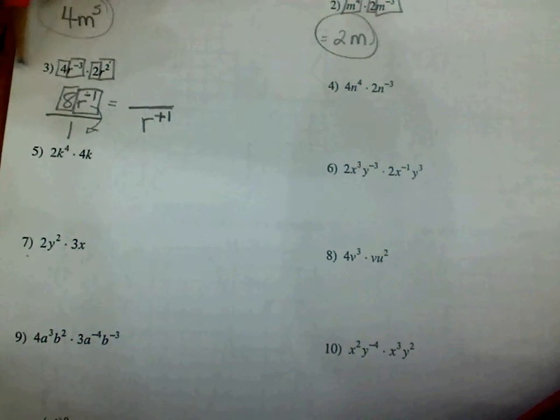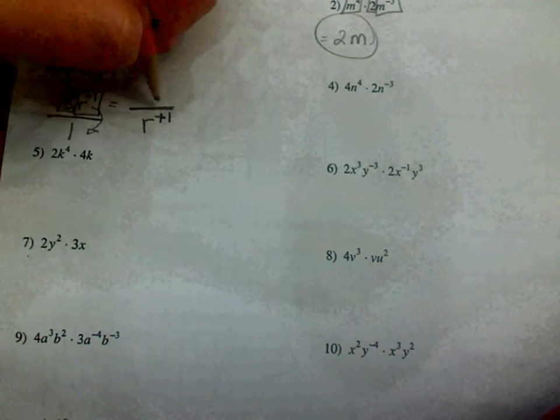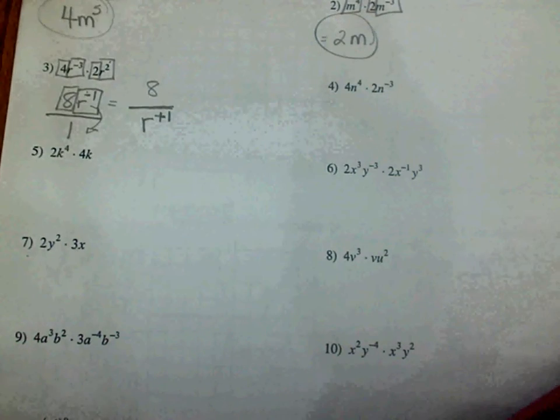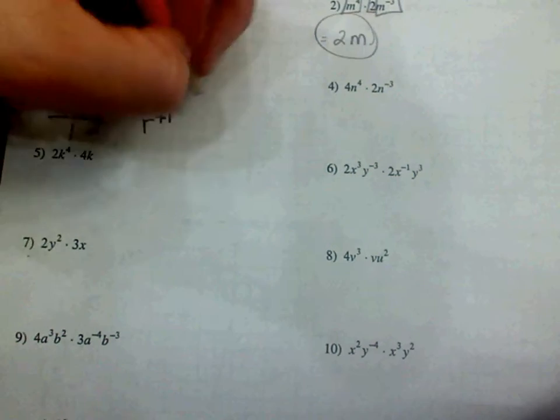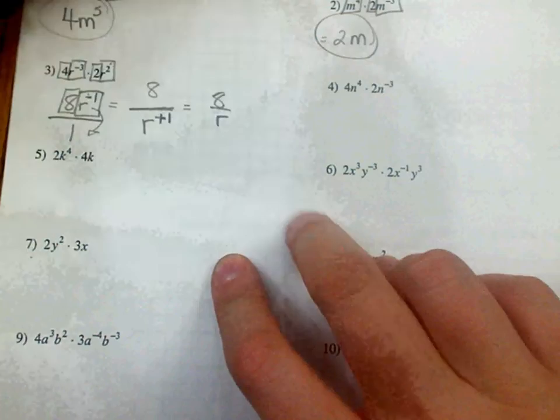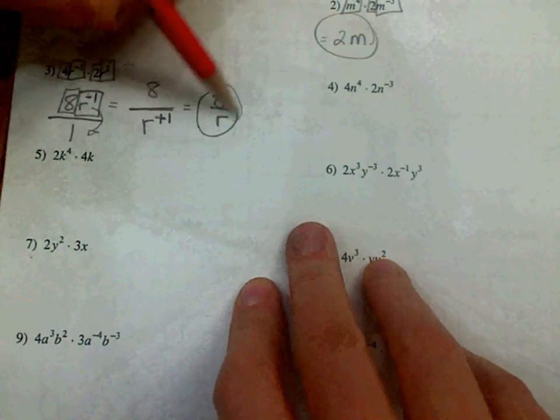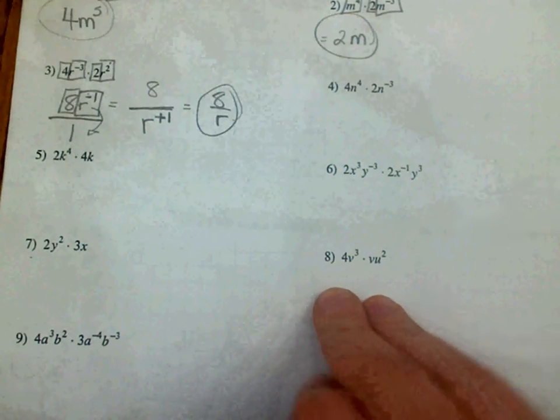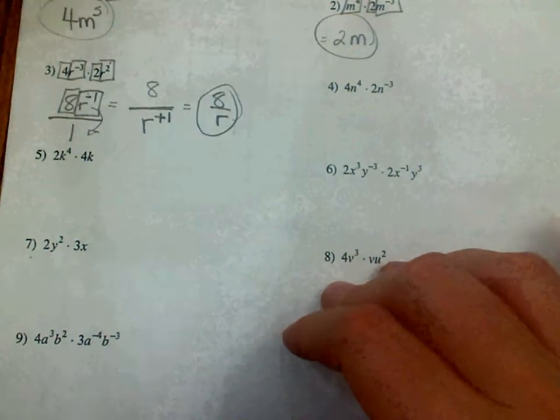Now the 8 does not have a negative exponent, so the 8 gets to stay where it's at. Just like that. So it's 8. I'm going to write it neater over here. 8 over r. The exponent of 1 does not need to be written. Okay, number 4.